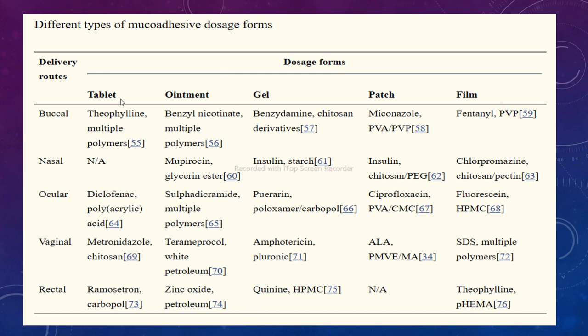One is buccal, so we are focusing mainly on buccal delivery. Mucoadhesive means any mucosal layer, right? Buccal also, there is the sublayer, nasal also, ocular also, vaginal, rectum, anywhere you can see there is a mucosal layer. Especially for buccal, the tablets they have used are theophylline, with multiple polymers. Then ointments they have made, that is benzonicotinate, multiple polymers, benzydamine, chitosan derivative gels, then patches, miconazole.